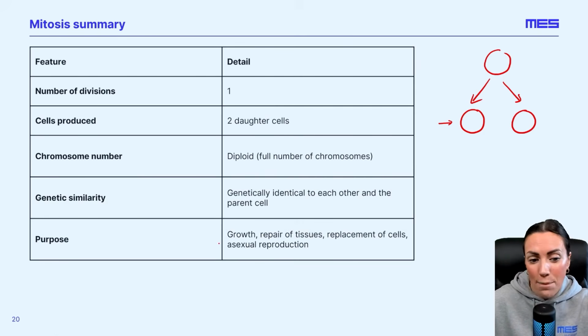And remember, the purpose of mitosis is for growth, so an organism can get bigger, repair of tissues, replacing cells if they've been damaged, and some organisms use it for asexual reproduction.